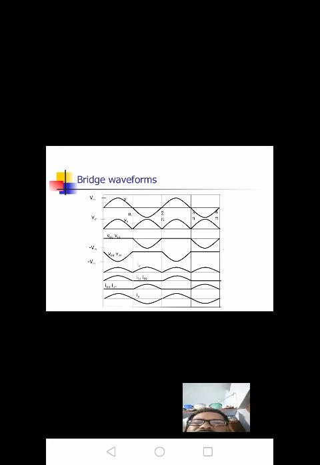Source current: similar to the supply voltage, whatever the supply voltage is, the supply current will follow it also. That's why there is a positive half cycle, negative half cycle, next positive half cycle, negative half cycle. It is similar to the supply voltage, the supply current, but different in magnitude.